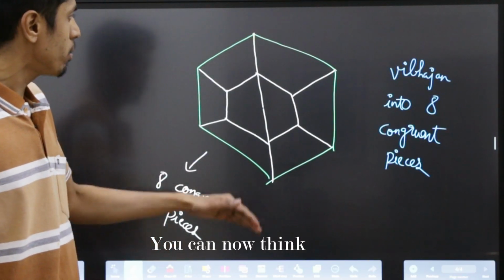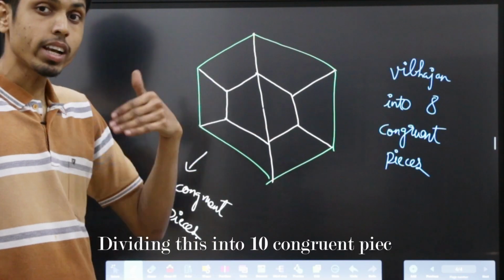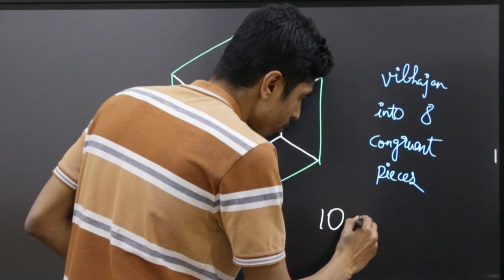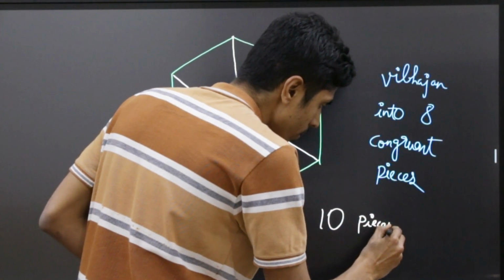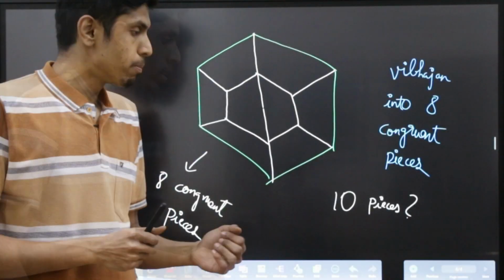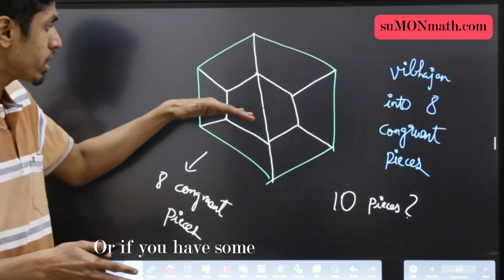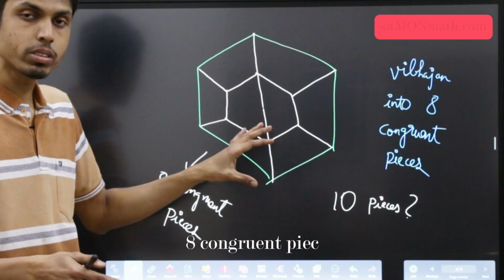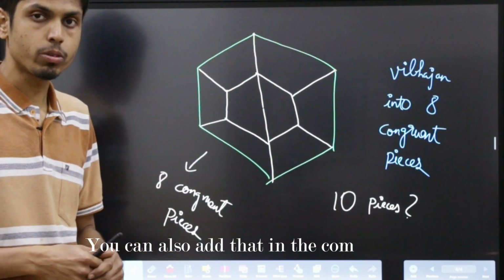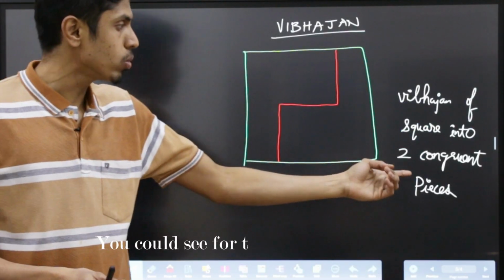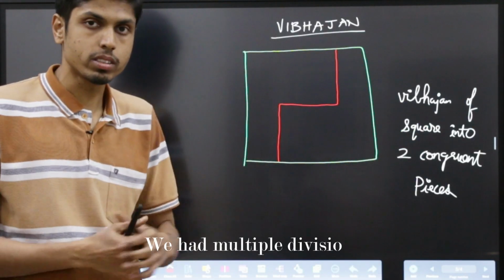You can now think about dividing this into 10 congruent pieces. So Vibhajan of a regular hexagon into 10 congruent pieces. Please put your ideas and solution in the comment box, or if you have some other construction of 8 congruent pieces, you can also add that in the comment box. Clearly there could be multiple solutions. You could see for 2 congruent pieces we had multiple divisions.